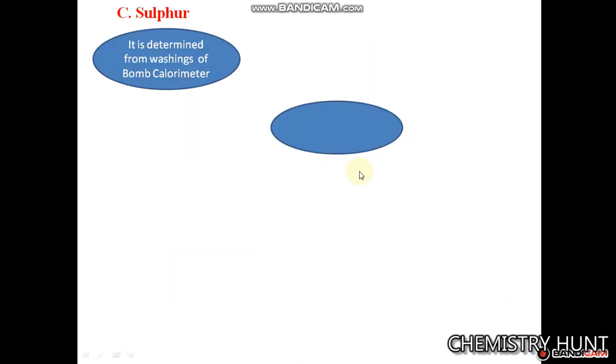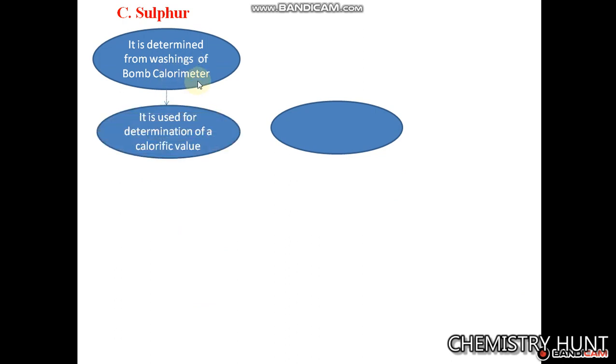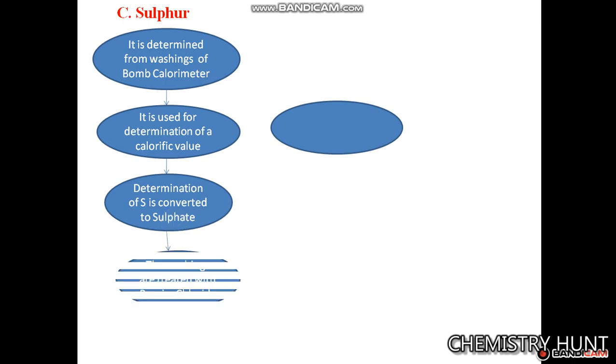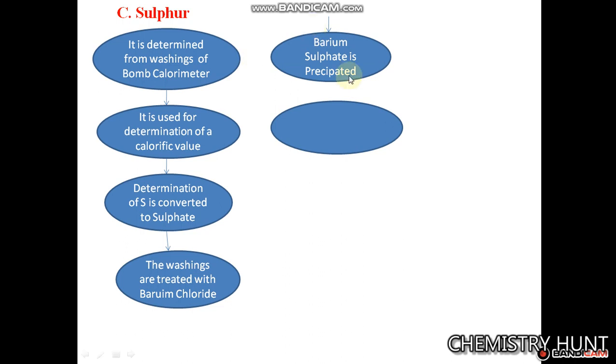The sulfur is determined from the washings of bomb calorimeter. The bomb calorimeter is used for the determination of calorific value. Now in this determination, the sulfur is converted into sulfate. How are we going to convert? The washings are treated with barium chloride solution. So whatever washings we get from this bomb calorimeter are treated with the barium chloride solution, by which barium sulfate is precipitated.